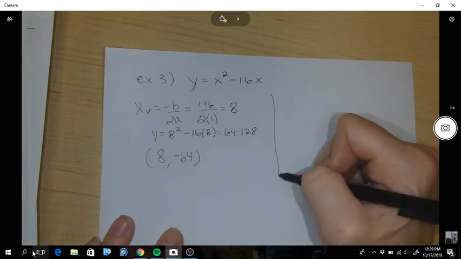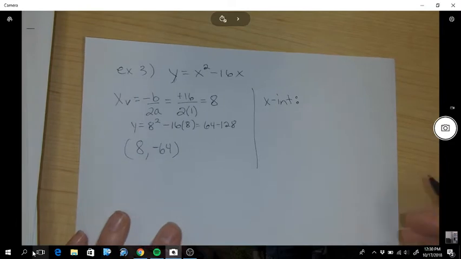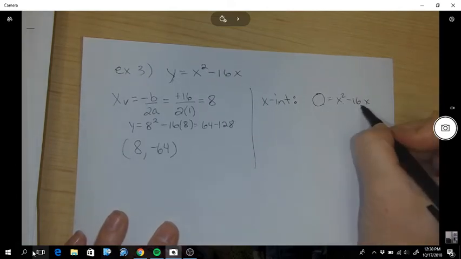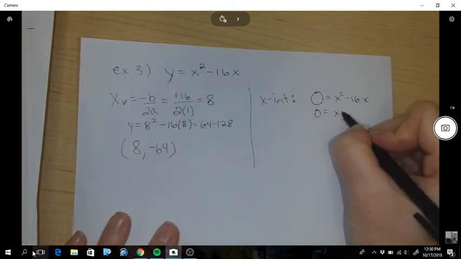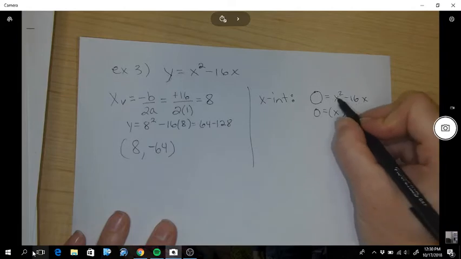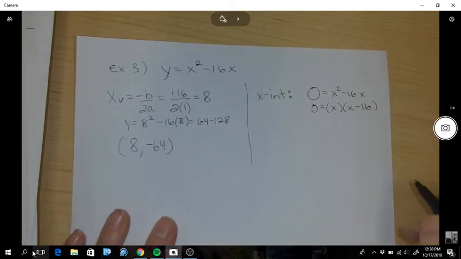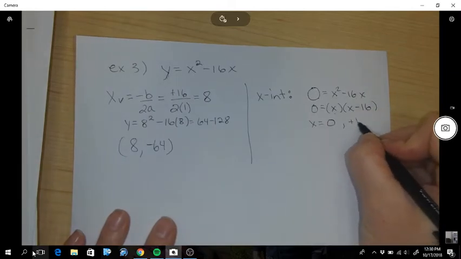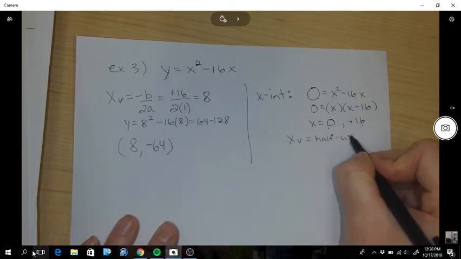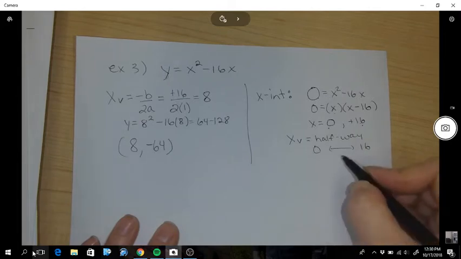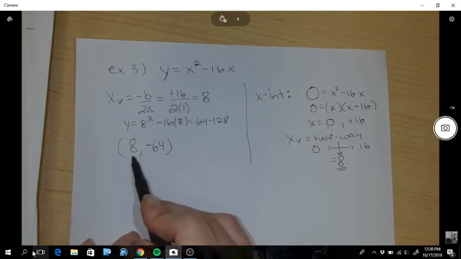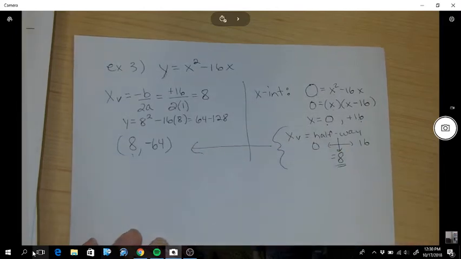Okay, let's find our x-intercepts. So now y is 0. That's the big thing: x-intercept means y is 0. This needs to be factored because it can't be isolated. So this is a GCF, right? Because everything can have an x pulled out of it. So x factored out leaves me with x minus 16. So my solutions for x-intercepts are 0 and positive 16. If you want to find the x of your vertex, go halfway. What's halfway between 0 and 16? 8. Do you see how we also got that there? So that's just another way to do it.